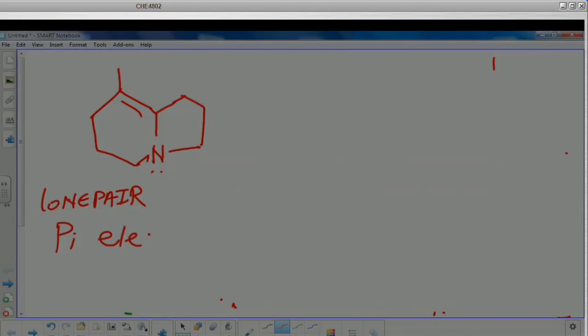The pi electrons belong to this carbon and that carbon. We agree? The lone electrons belong to nitrogen. Simple logic. Which one do you think can easily move, will move faster than the other? The lone pair on nitrogen. Why?